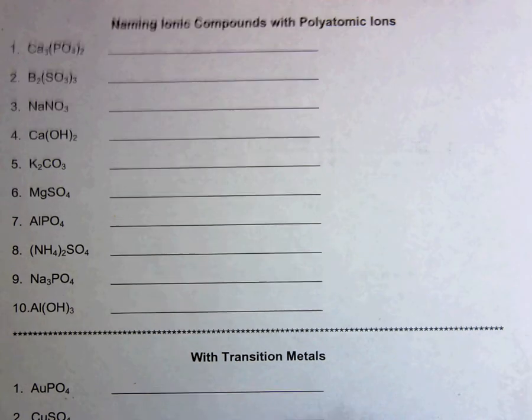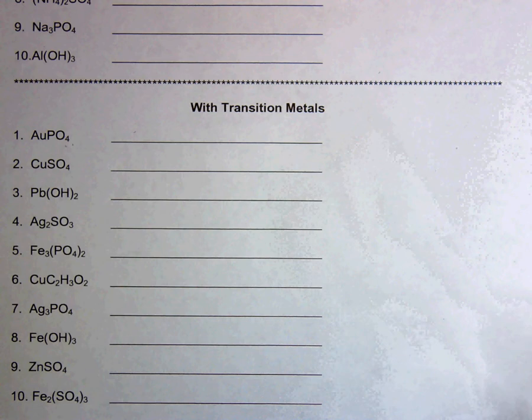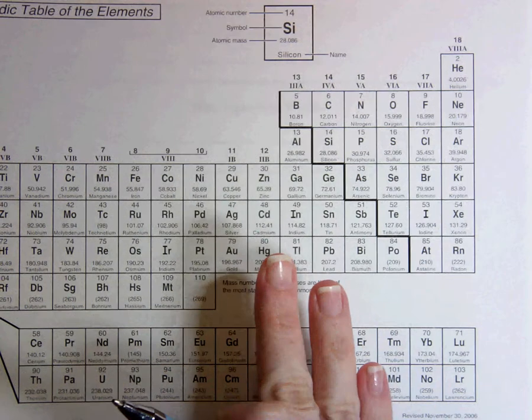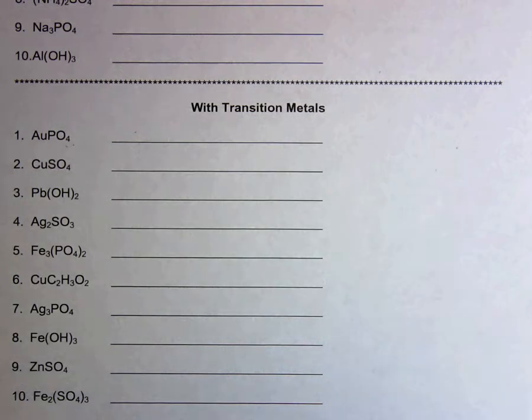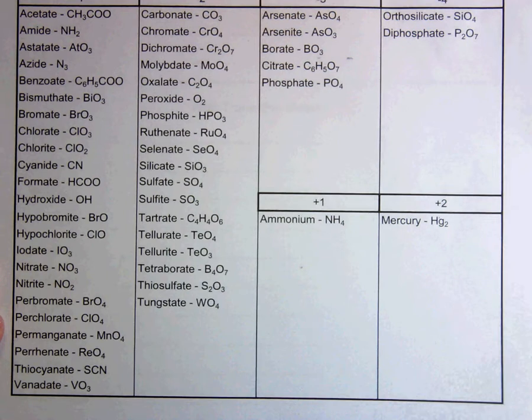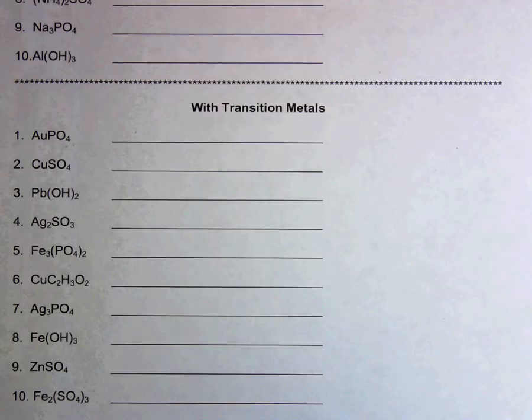Now when we get down here to the bottom, where we have transition metals, this is just like we did on the last worksheet, except now instead of looking up the charge of an element from the periodic table to determine what number we put in Roman numerals, we're going to look at our polyatomic ion chart, and it will tell us the charges of the different polyatomic ions. So let's do the first one together.